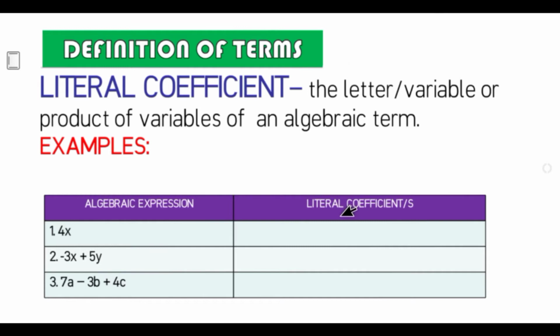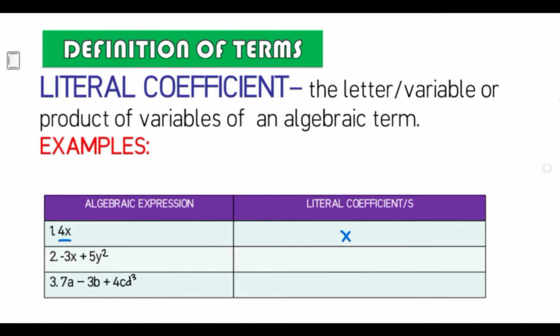Okay, let's now have literal coefficient. From the word literal, means letters or variables. So, sa per term natin, kanina yung numerical coefficient, yun yung number. So, yung partner naman ng number na letter or variable or pinagsama-sama mga variables, yun naman yung literal coefficient. Okay? So, dito, isang term lang tayo, 4x lang. So, ang variable dyan, or yung products of variables kung meron man, is x. So, yun lang po yung literal coefficient niya.